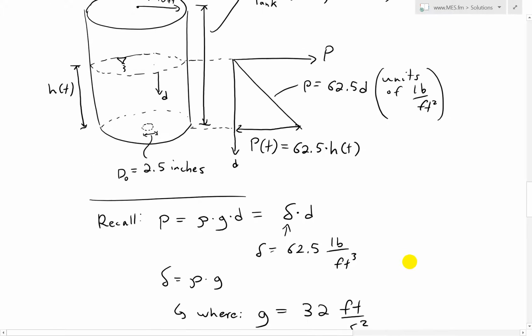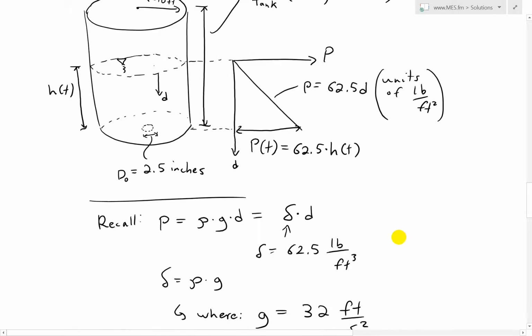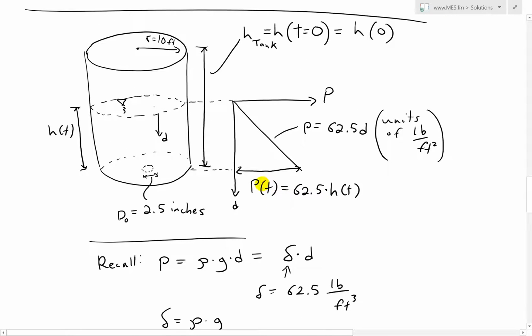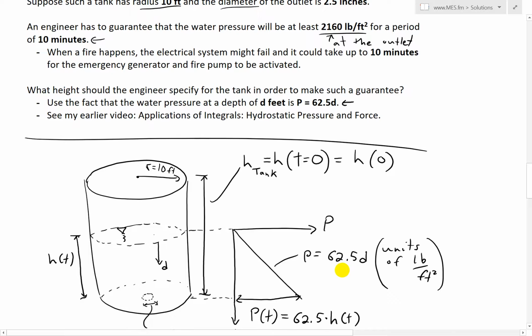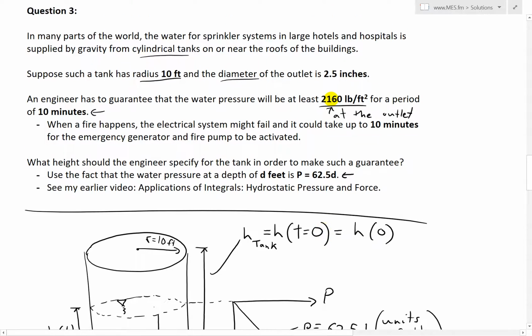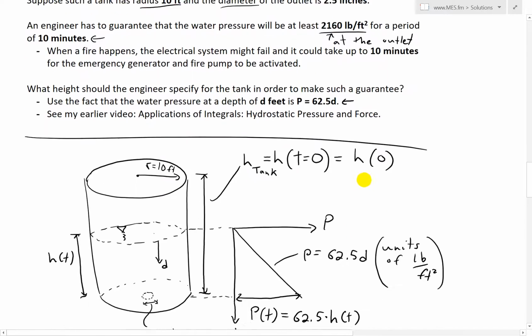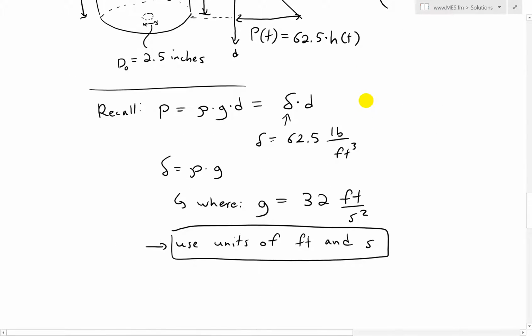So let's now look at what condition we need to meet. Basically, as you can see here, the bottom pressure is a function of the height right here. So after 10 minutes, we need to require that the pressure is greater than 2160 pounds per foot squared.